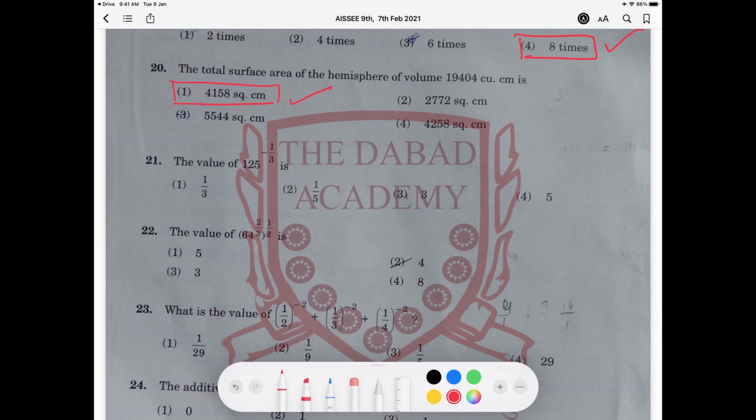Again I would like to repeat, this is for Set B, so please match your questions, as the serial number is different in every set. In question number 21, the final answer is 1/5. This was an easy question, based on the surds and indices topic. Alright, so this is the correct answer.